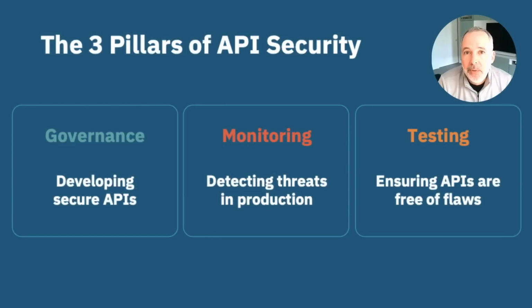Okay, now that we've got an idea where our top risks are, next is to figure out what we can do about them. And this is where we'll introduce the 3 pillars of API security: governance, monitoring, and testing. And we'll dig into each one of these individually.